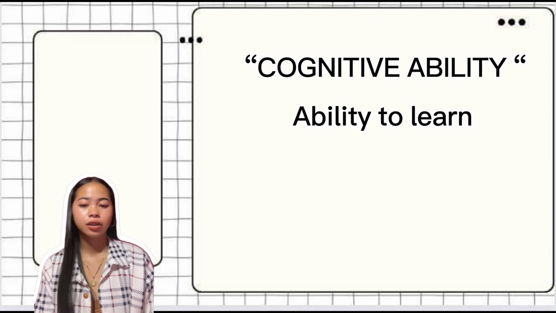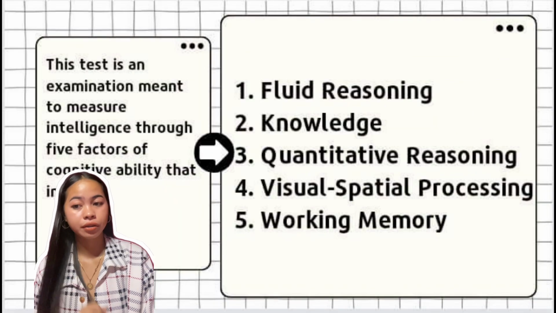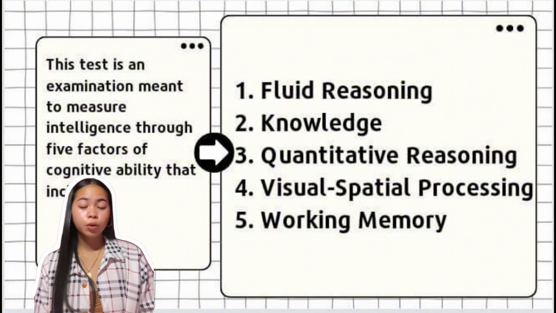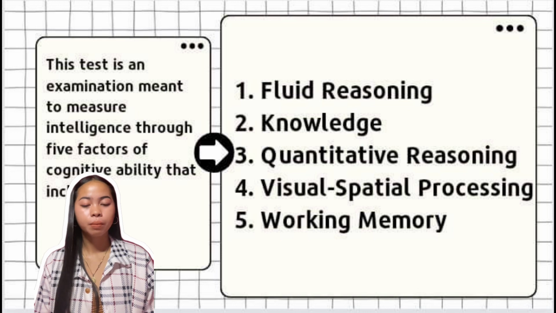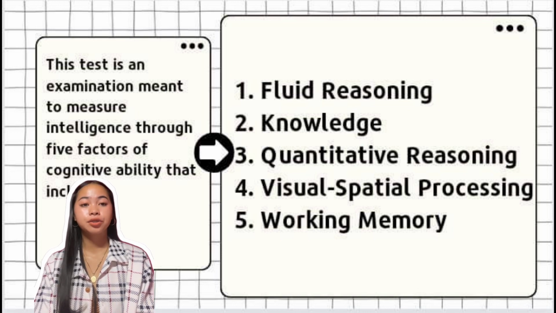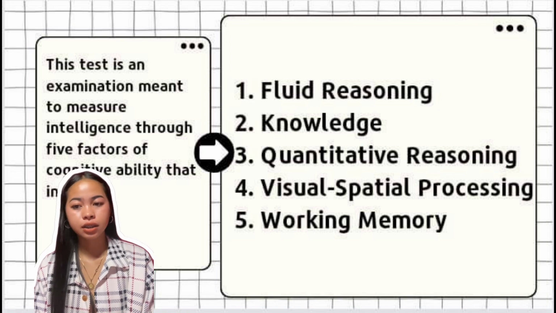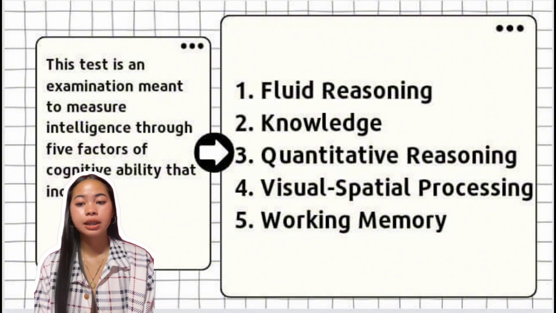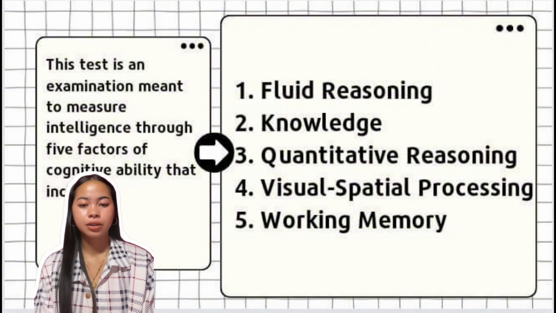So, the 5 factors of cognitive ability include fluid reasoning. Fluid reasoning is the ability to solve a problem. A test that illustrates a pattern is asked to complete the pattern. Examples of this are early reasoning, verbal absurdities, verbal analogies, and object series matrix.